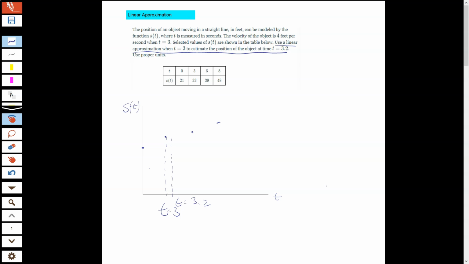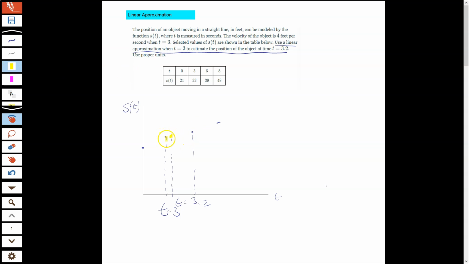So let's put this into context. Maybe this is the position of your car as you're driving along a street, right? And maybe we've only measured where the car is at certain points, and we want to make a best guess about where your car was in between, right? So if I knew where you were at t equals 3, and I knew where you were at t equals, what was the next one, 5, but I want to know where you are in the middle.